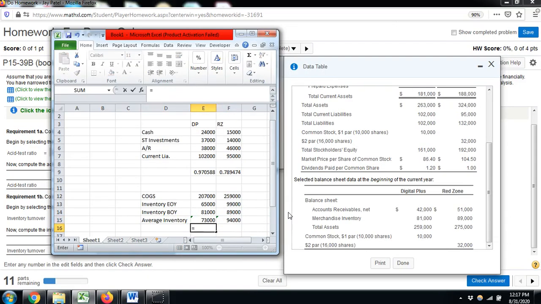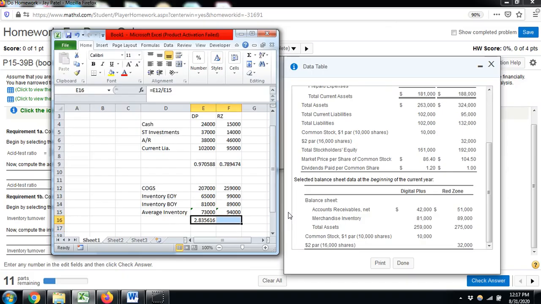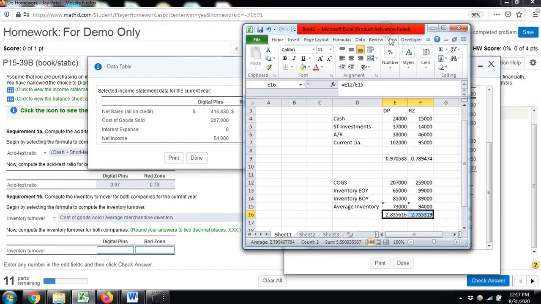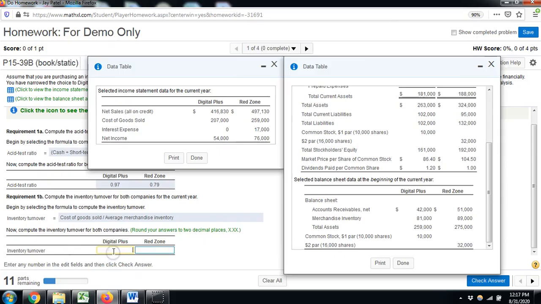So now let's just take the cost of goods sold divided by the average inventories. So 2.83 and 2.75, or rounded up 2.76. This is 2.84, so make sure you do the rounding correctly.